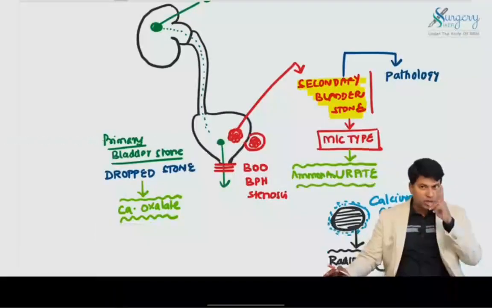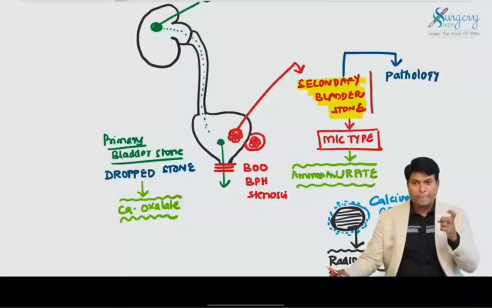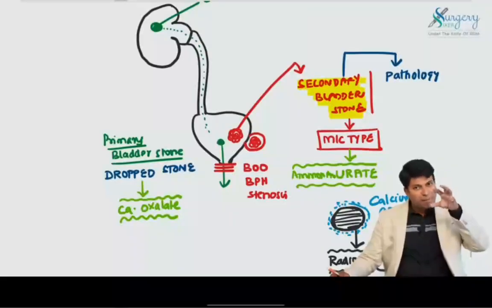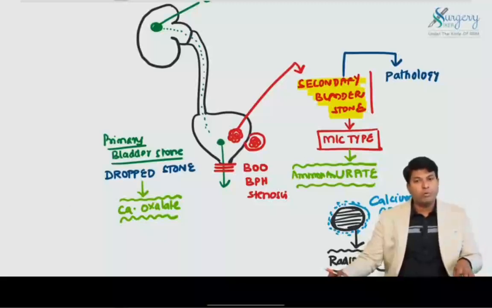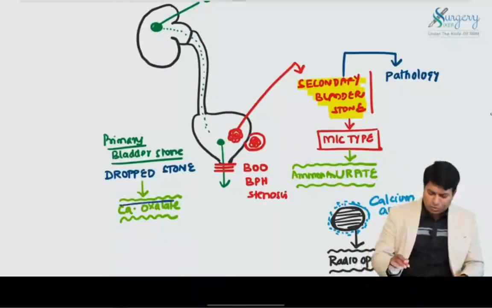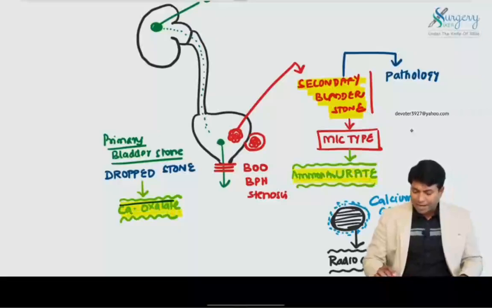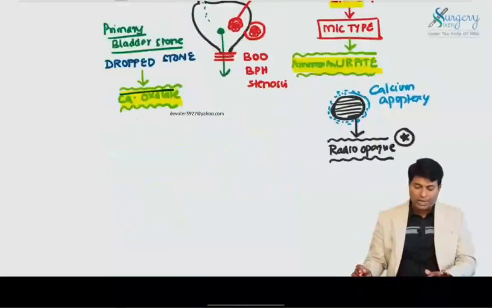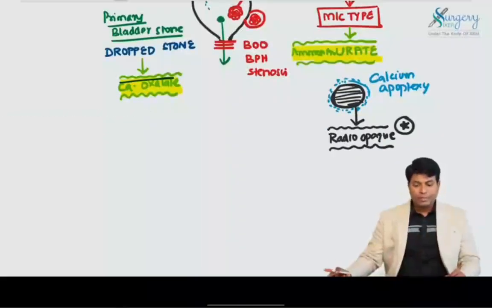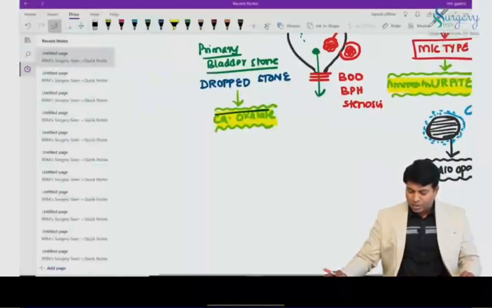So please don't forget, bladder stones are two types: primary bladder stone and secondary bladder stone. Secondary bladder stone is a stone formed in the bladder itself. Primary bladder stone is a stone dropped from above into the bladder. Primary bladder stone, the most common type is calcium oxalate. Secondary bladder stone, the common type is ammonium urate. So these are the points you must know in the basics of stones. Before going to the interventional management, these are the basic points you must not forget. Now we are going to see the management of various types of stones.